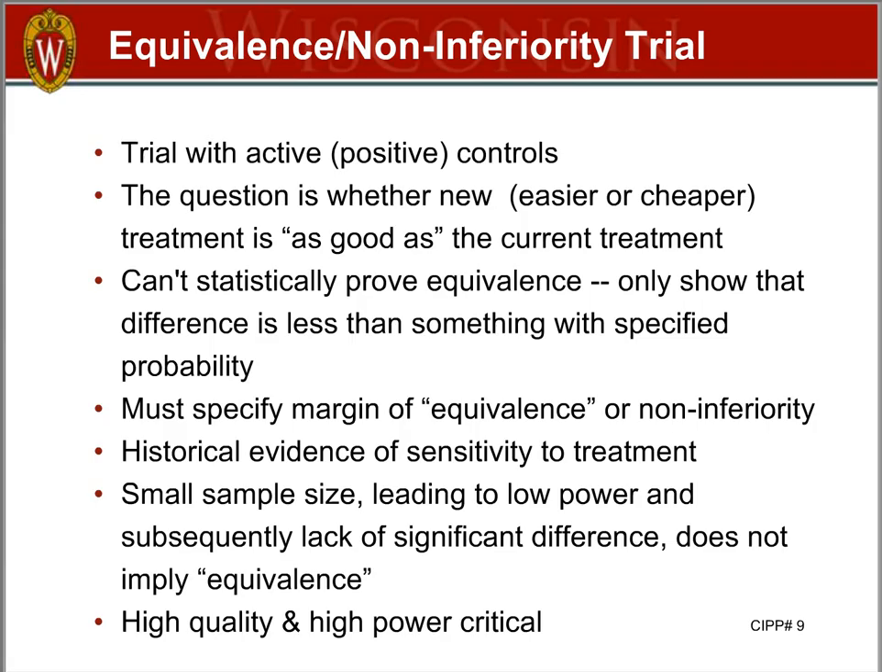Now, it turns out that you can't statistically prove equivalence. You can only show that the difference that you observe is less than some specified margin that you write down ahead of time. And that's a challenge as to what that margin should be. It depends in part on the historical evidence of the sensitivity of the original, the control, to treatment. Small sample size leading to low power and subsequently a lack of significance does not imply equivalence. It just means you had no power or ability to find the difference. So in the design of non-inferiority trials, it's very important that you have a large study, large enough to detect the difference that you specify, and that the trial is conducted with the highest quality.